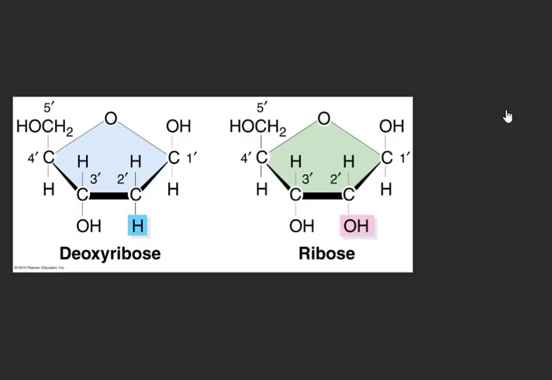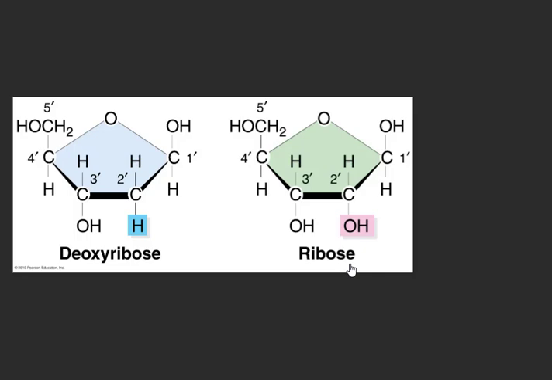But right now I want to show you the difference between deoxyribose sugar and ribose sugar. So if you look, all of this is all the same except for this one has just a hydrogen on this carbon, and this one has hydrogen and an oxygen on its carbon. So because this one is missing an oxygen, we call it deoxyribose, and this is ribose.